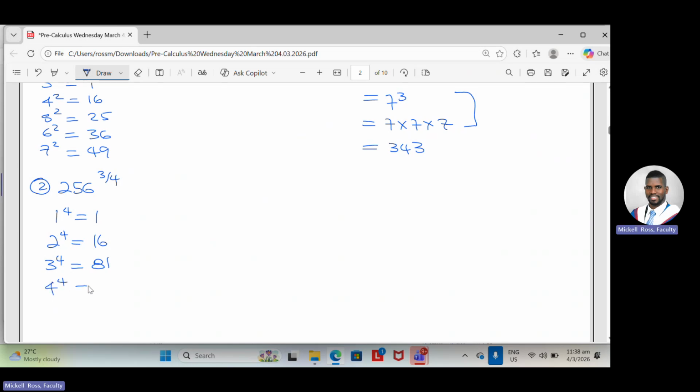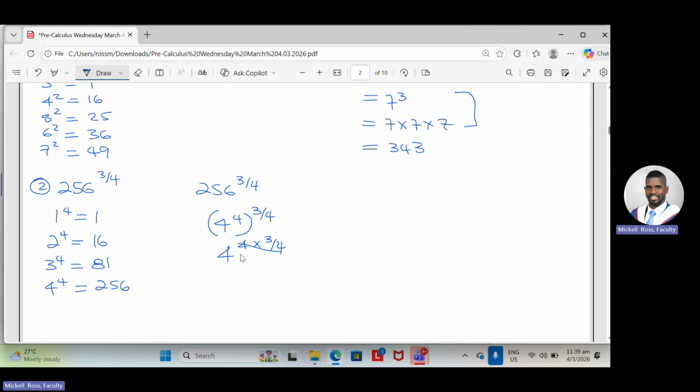Yes, 4 to the fourth power is 256. So we now recognize that the number that we're looking for is 4, because another way of writing 256 to the power of 3 quarters is 4 to the power of 4, all raised to the power of 3 quarters. This 4 will cancel with this 4 because one is multiplying, one is dividing. Because remember, it is going to be 4 to the 4 times 3 quarters. The power on the inside must multiply the power on the outside.